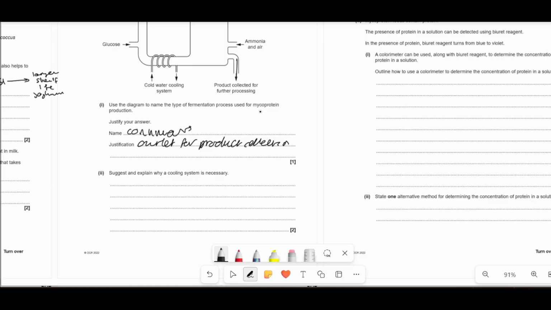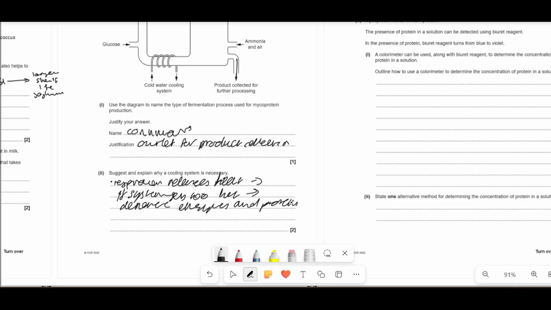If you left the fungus to do its job, everything in the universe, when it's doing respiration, releases energy, and that's heat energy. So respiration releases heat. If the system gets too hot, this could denature enzymes and proteins. As well as that, you could get pathogenic bacteria and contaminating organisms, which can compete and cause problems too.